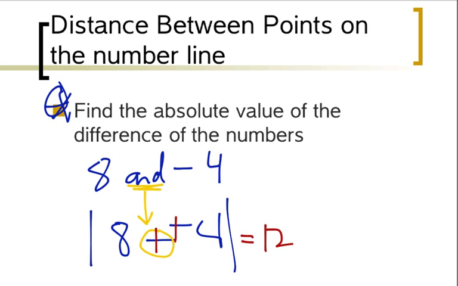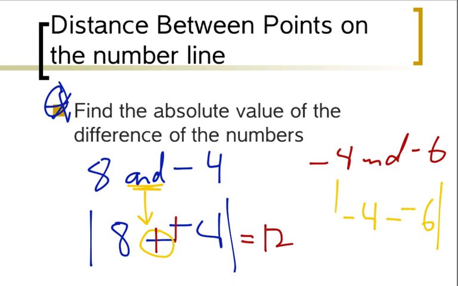Another one would be negative 4 and negative 6. Again, you just write negative 4 minus negative 6, and take the absolute value of that. In this case, the negatives change to positive. So this is positive 6, negative 4. You subtract, and it'll be 6 minus 4, which is 2. So it turns into the absolute value of 2, and the answer is 2. That's the extent of those problems.